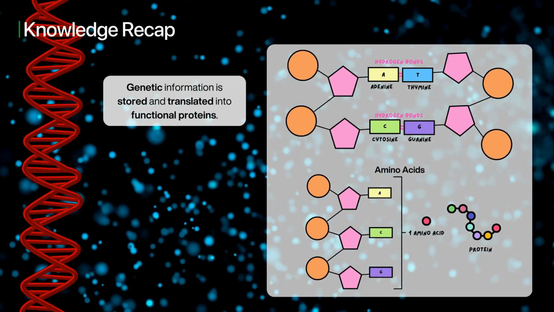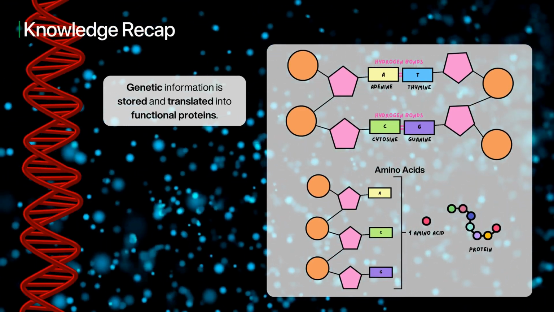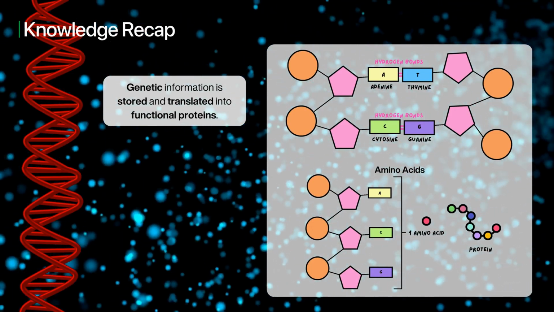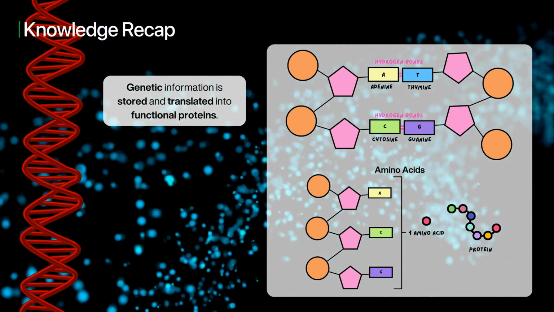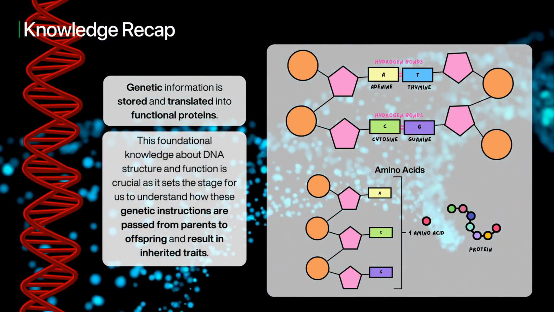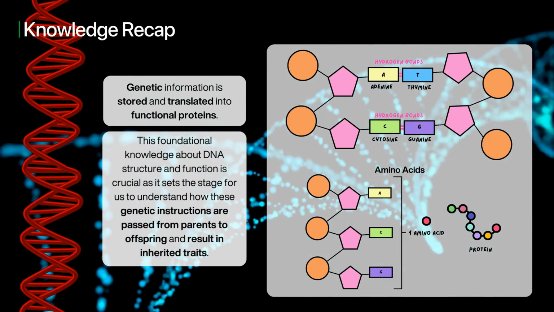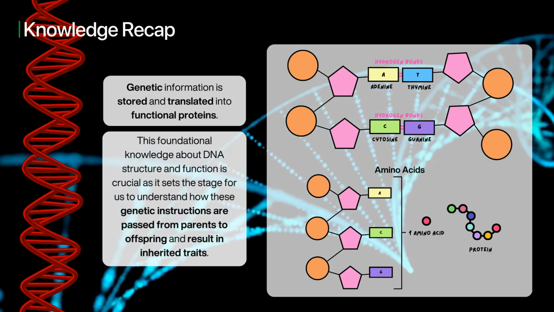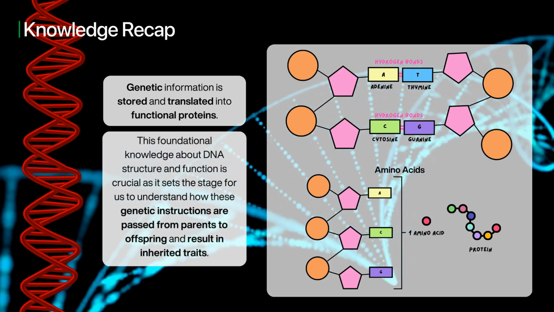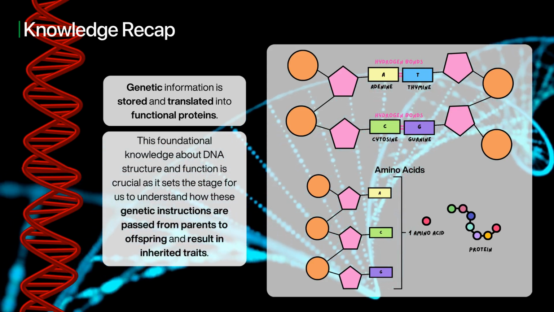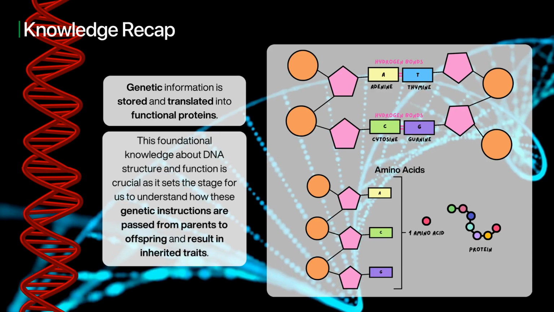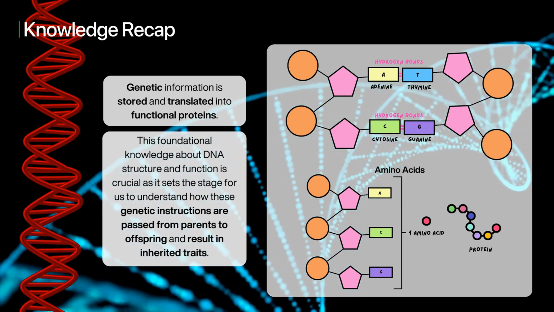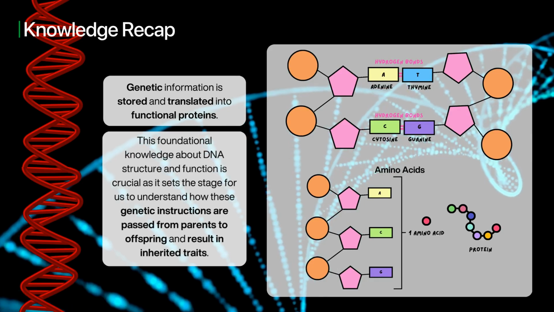So far, you have had a lesson about DNA and protein synthesis, where you learned how genetic information is stored and translated into functional proteins. This foundational knowledge about DNA structure and function is crucial as it sets the stage for us to understand how these genetic instructions are passed from parents to offspring and result in inherited traits. By the end of today's lesson, you will learn some of the key terms and concepts that will prepare you to explore the concept of inheritance in further detail.